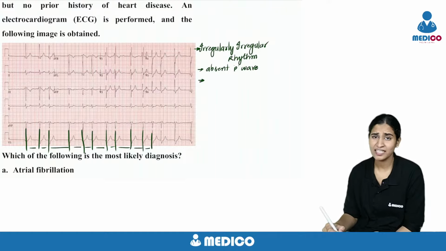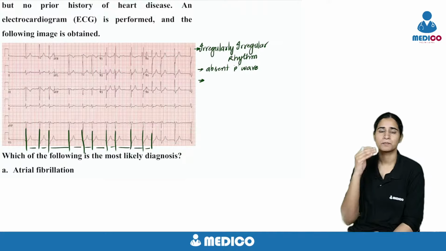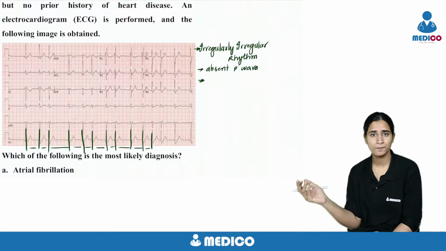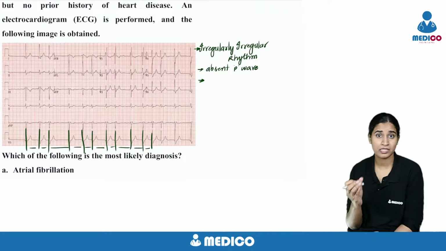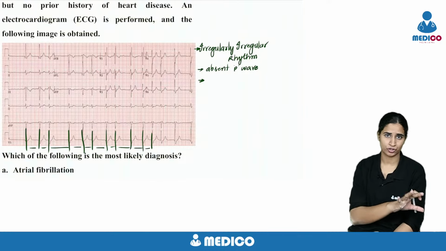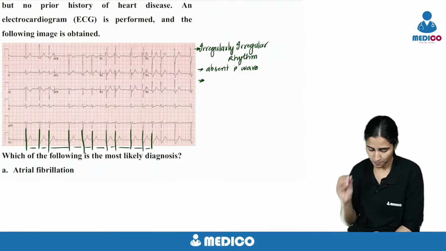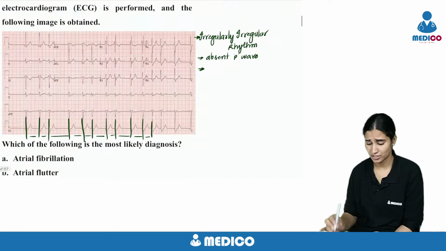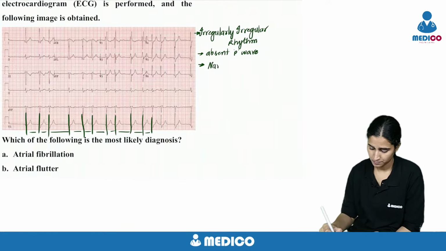In any ECG, the most important thing is your QRS complex, especially in tachyarrhythmias. Based on the QRS complex, if it's wide, then it's ventricular origin. If it's narrow, then it's supraventricular origin. You got me right here. The QRS complexes are narrow, so it is supraventricular origin.